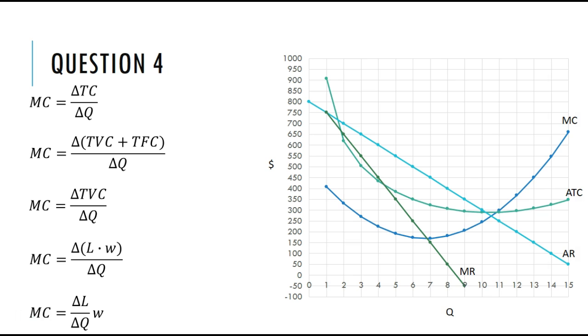Marginal cost, we can then rearrange that as the change in labour over the change in output, and we can just put the wage rate to the side. It's still there, it's just rearranged a little bit. Alright, so let's take that.